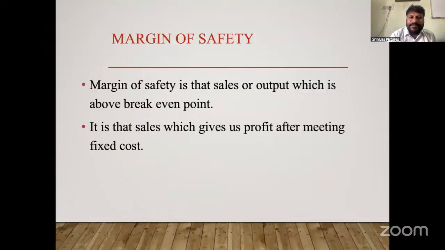Next, margin of safety. What is the meaning of margin of safety? Margin of safety is that sales or output which is above the break-even point. After the break-even point, whatever sales there are, all those sales we treat as margin of safety. It is the sales which give us profit after meeting the fixed cost.